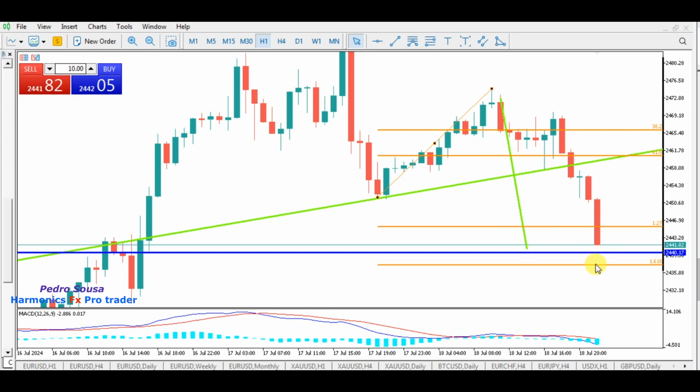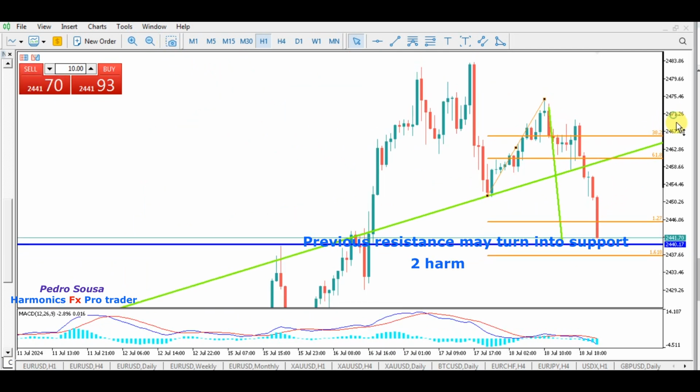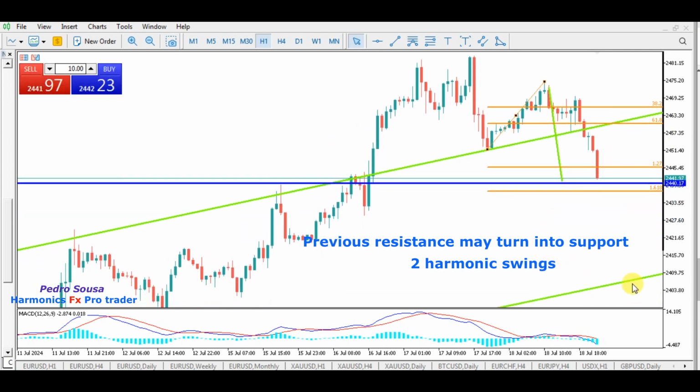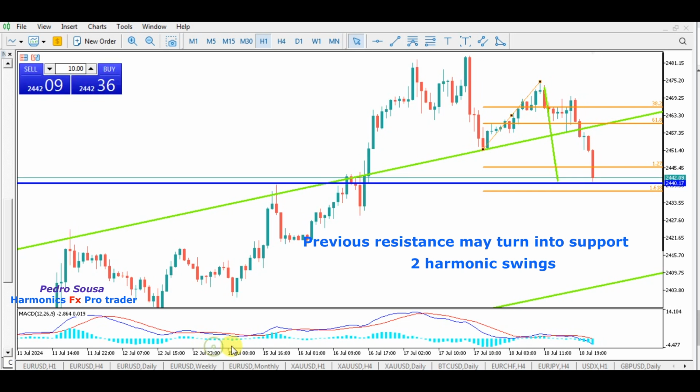Will it work as support now? We don't know beforehand, but you do know that this level has worked previously, and now there's a potential bounce, even if price is going to break down due to the harmonic swing completion and the previous resistance that you can see on the left. It's likely that price will bounce off the line, even if just slightly, before continuing down.